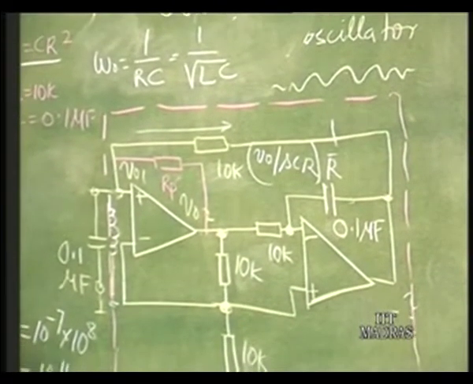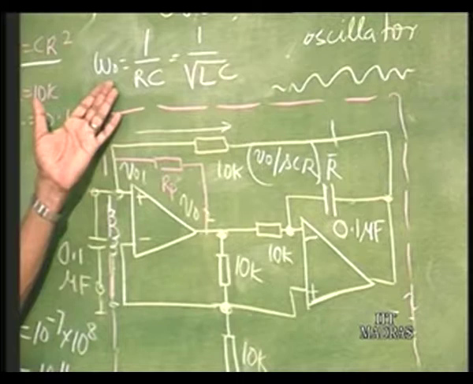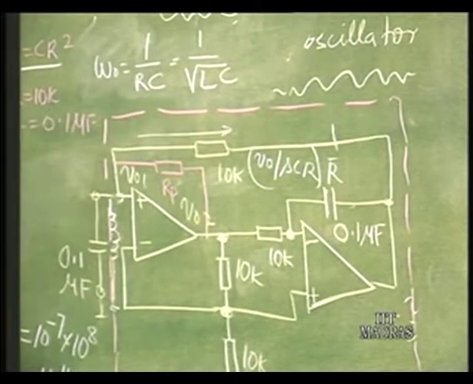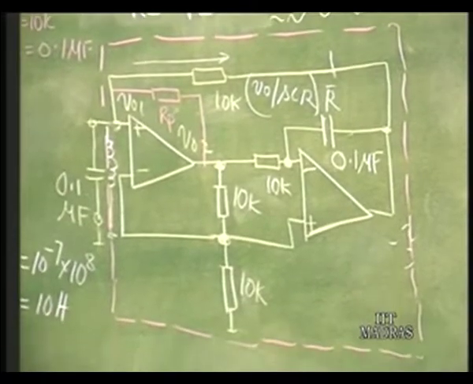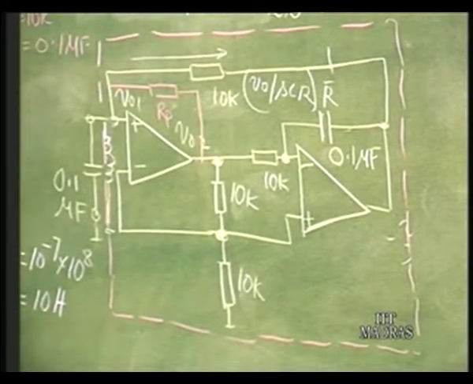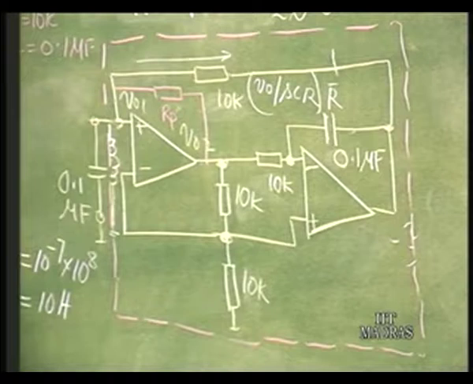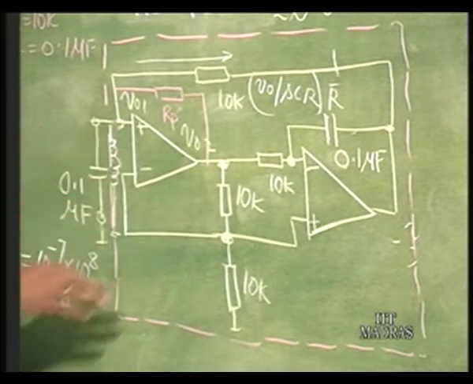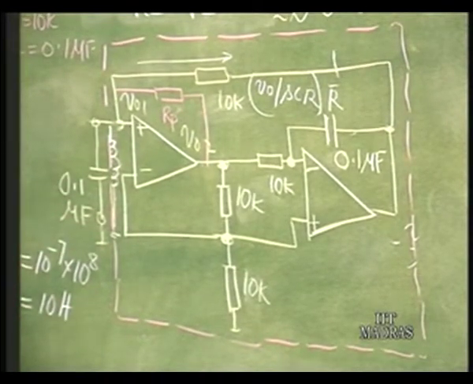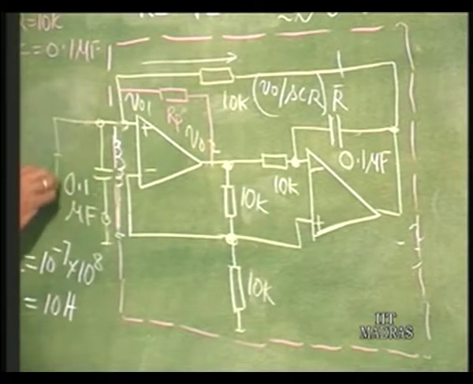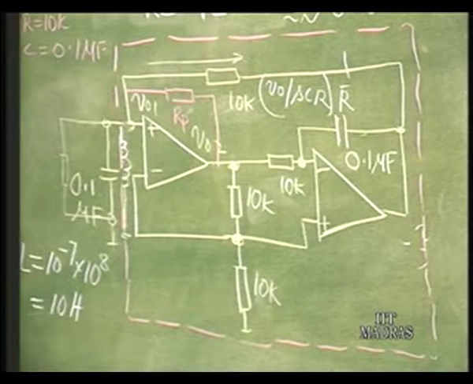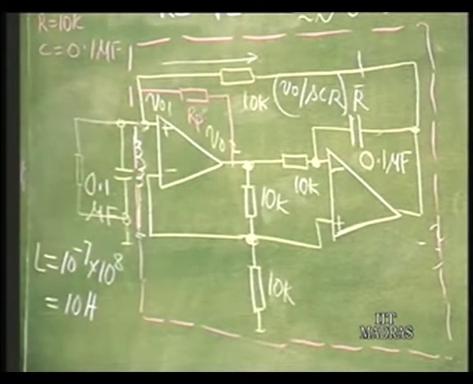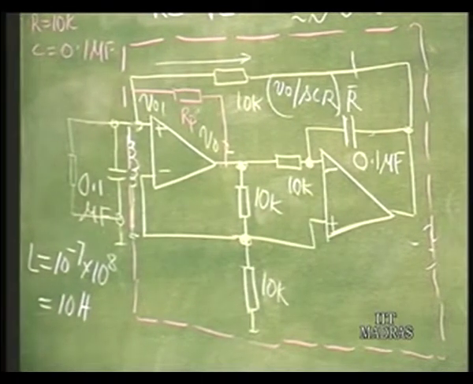Now, that is really at 1000 radians per second, which is around 185 or 190 hertz. But it does not oscillate. Why? That is because the op amps are not ideal, and therefore, there is some amount of positive loss, that is resistance across this, that is why it does not oscillate. So, I have to simulate a negative resistance across it.